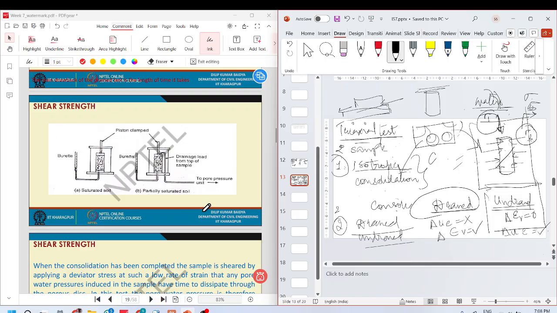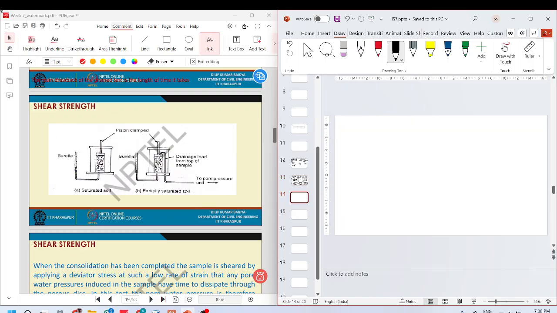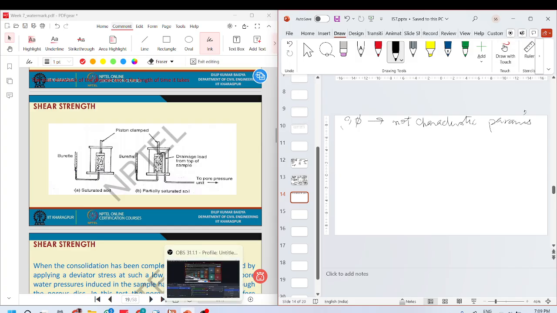So earlier I mentioned that C and phi are not characteristic parameters.